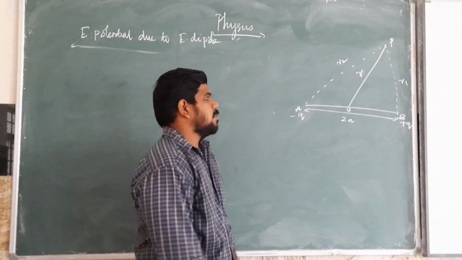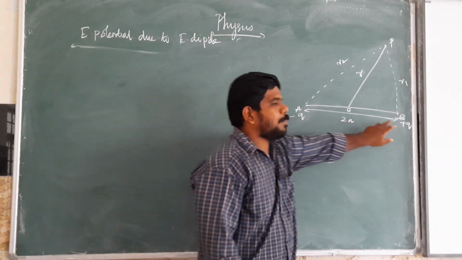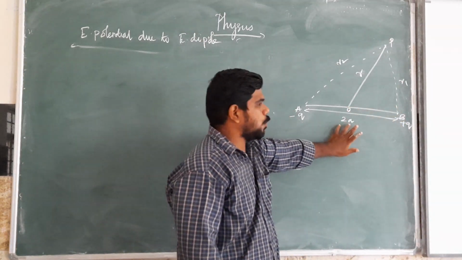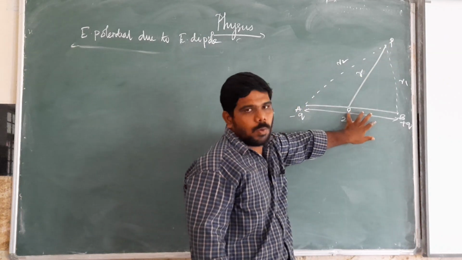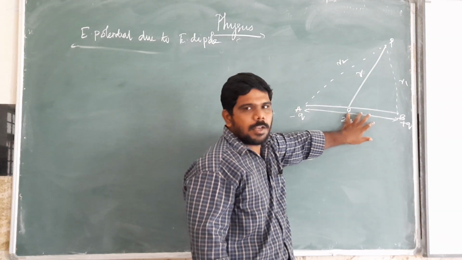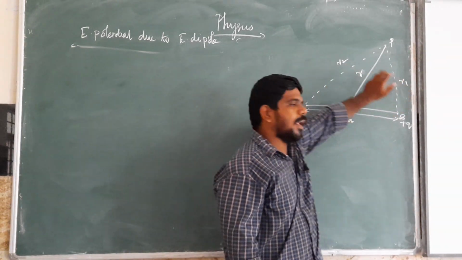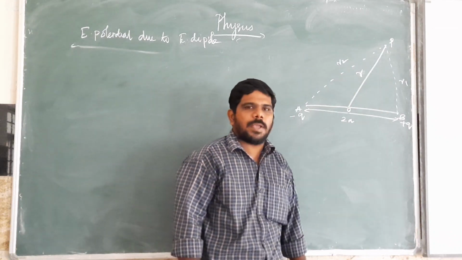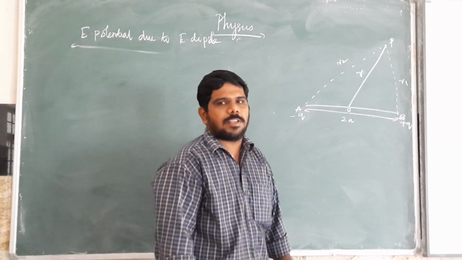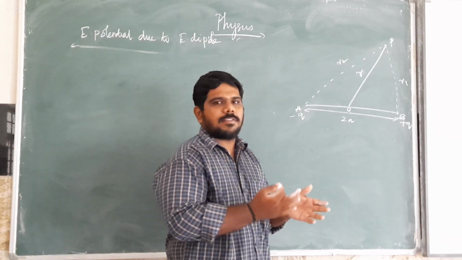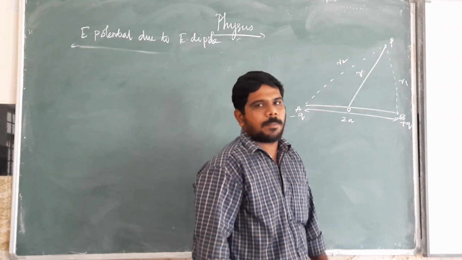So the setup is: consider an electric dipole AB having charges minus q and plus q separated by a distance 2a. Let P be a point at a distance r from the midpoint O. Let R1 and R2 be the distances from the point P to the charges plus q and minus q respectively.